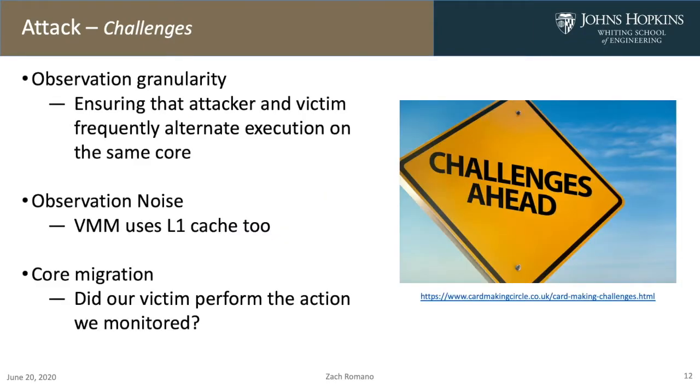So some of the challenges with this attack, there's kind of three main challenges. The first one is observation granularity. Basically, the attacker needs to ensure that they frequently alternate execution with the victim on the same core. That can be quite challenging because you're at the liberty of the hypervisor's scheduler. The next is observational noise. You kind of have to decipher when it's the victim using the L1 cache and not something like the hypervisor, because it has to use the same physical cores as well.